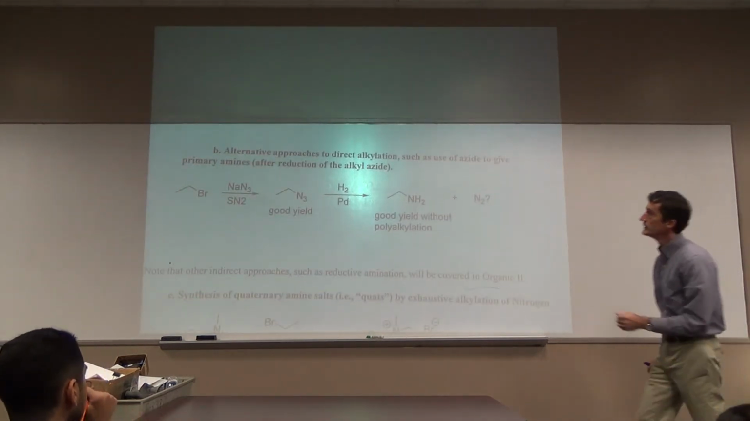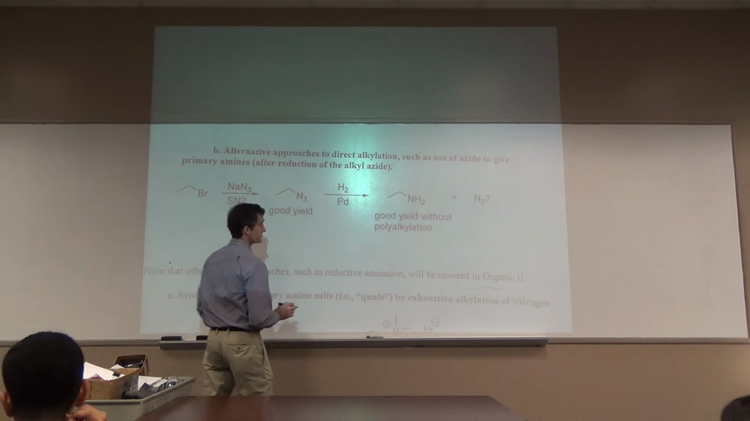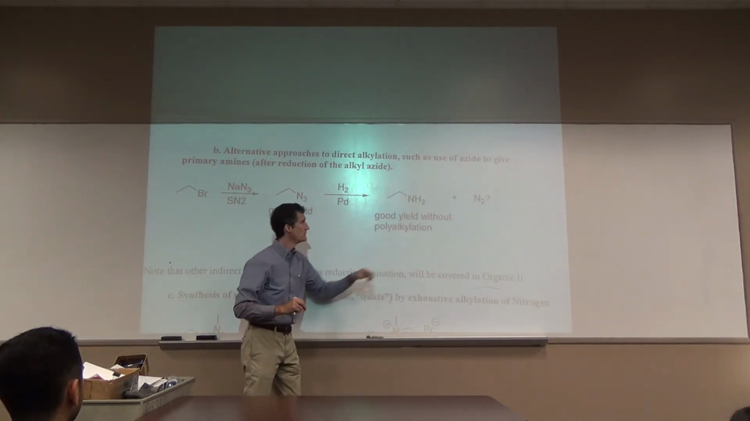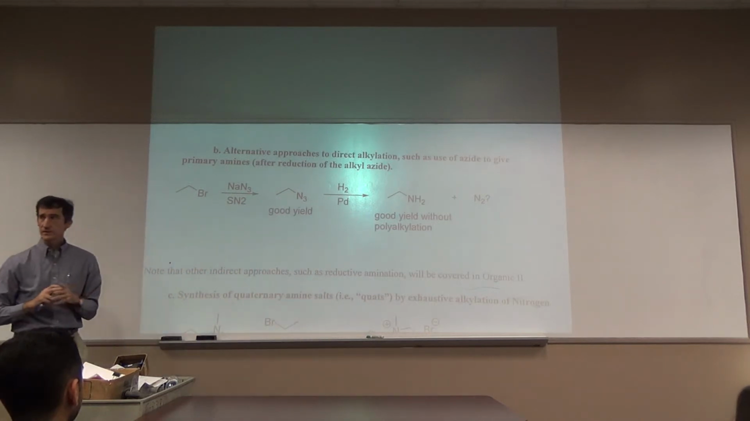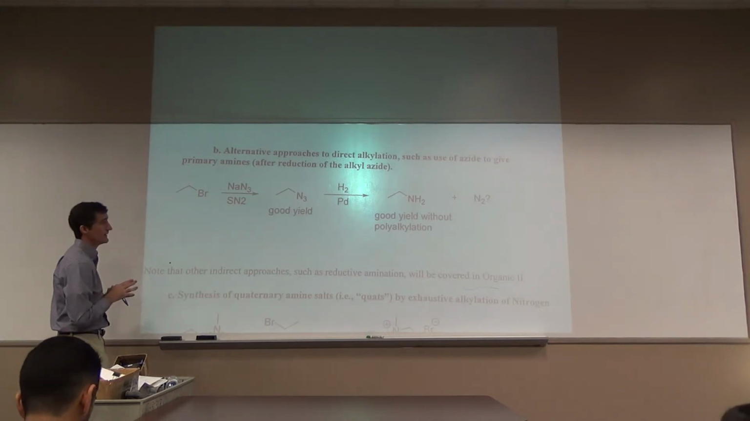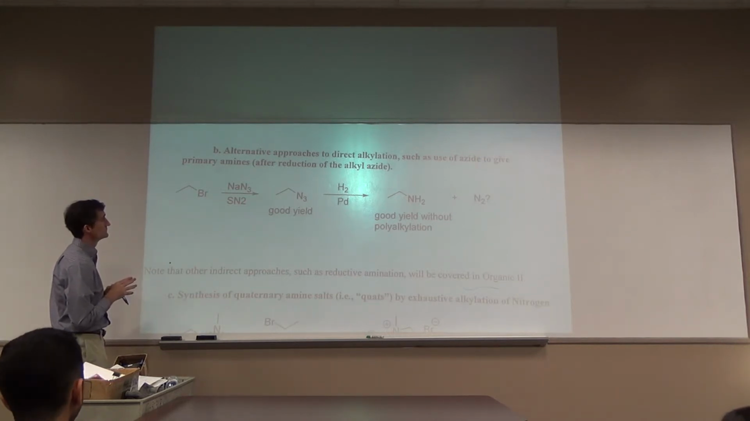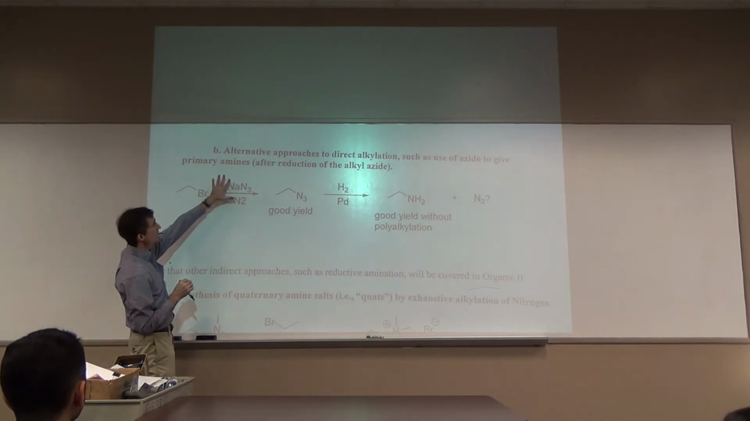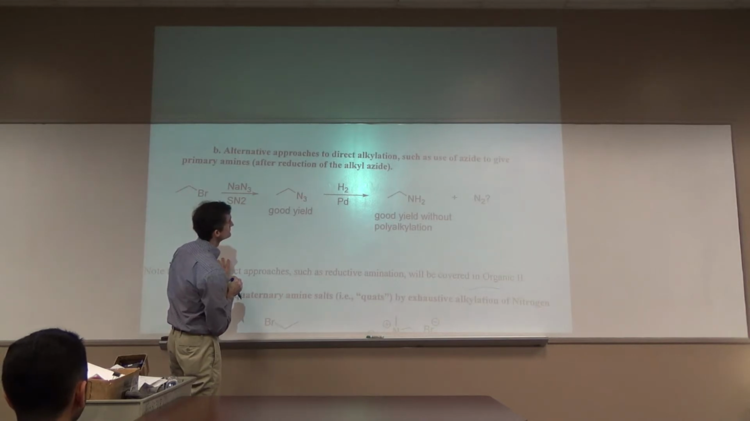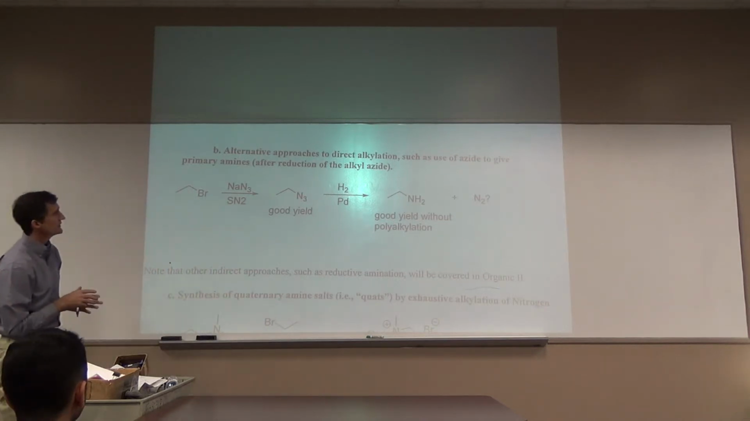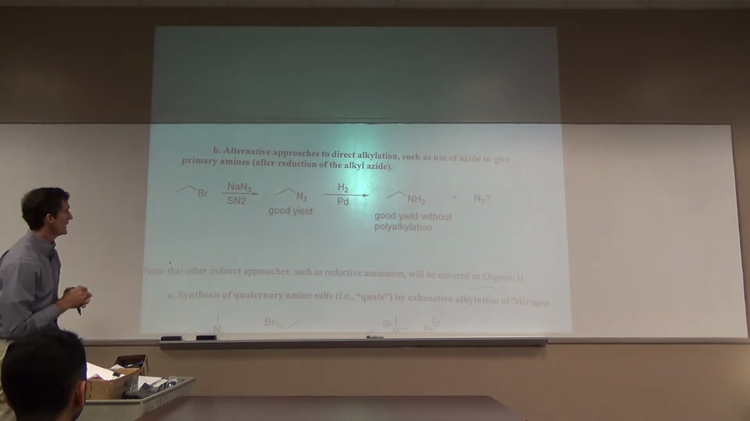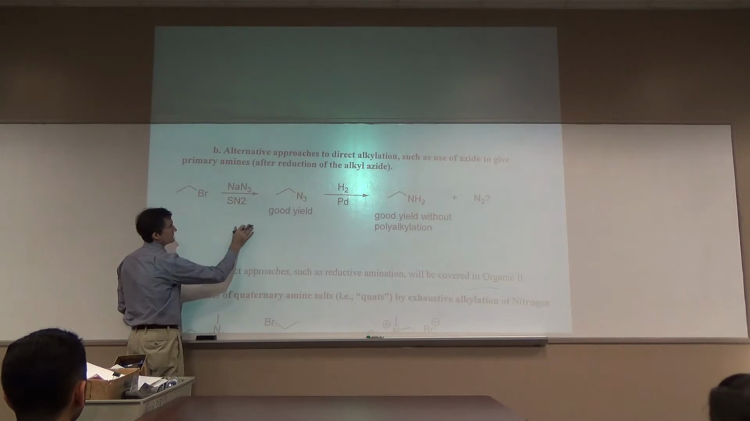Alternative approaches to direct alkylation. Let's make the same compound again, but this time in much better yield, without polyalkylation. There are a variety of ways to do indirect alkylation. I don't think it says indirect up there, but it's an alternative to direct. It's called indirect. Here's one way to do it.